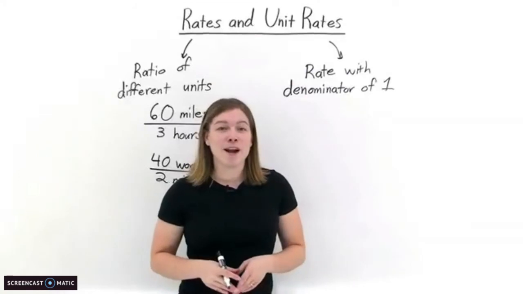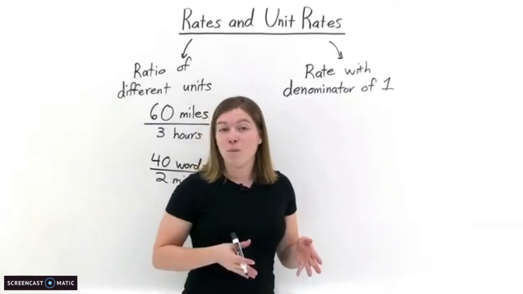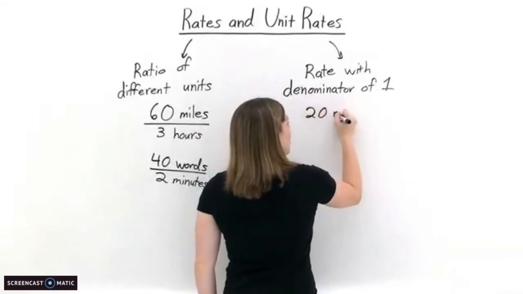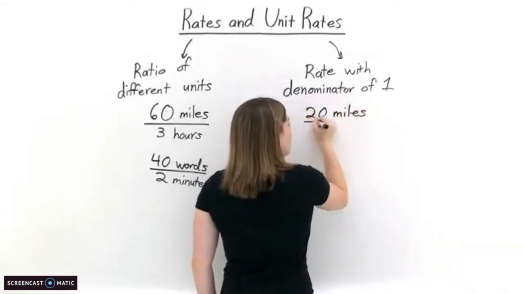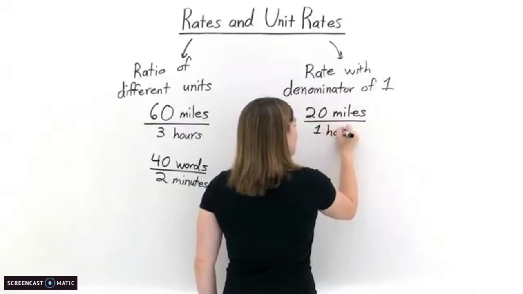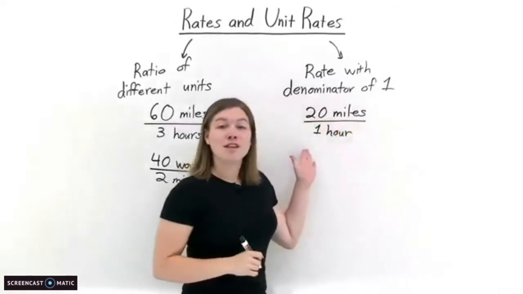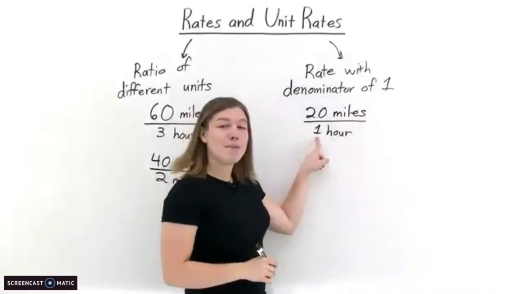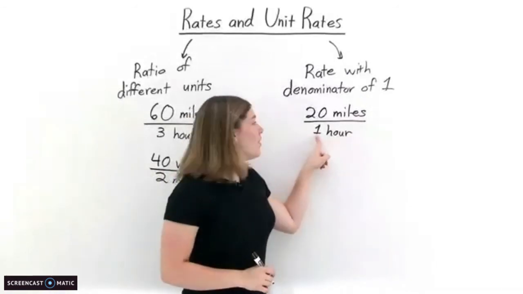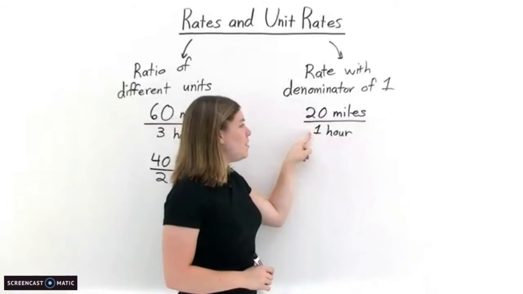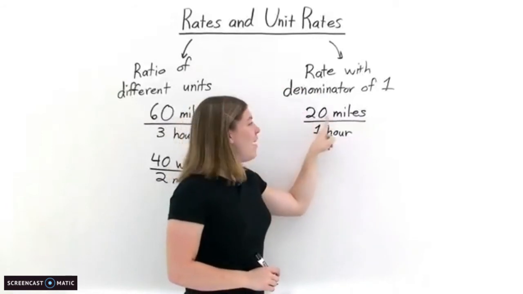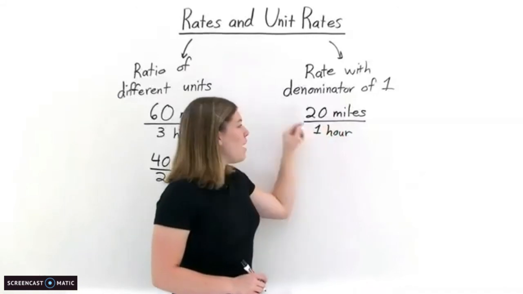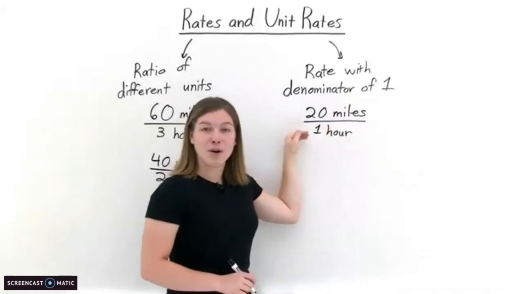Let's compare 20 miles and 1 hour. So we'd write it like this. We'd have 20 miles per 1 hour. This looks just like the rates we were working with before, except here, our denominator has a 1 in it. Here again, we have two quantities as a ratio, and they have two different units, miles and hours. So here we have 20 miles per 1 hour.